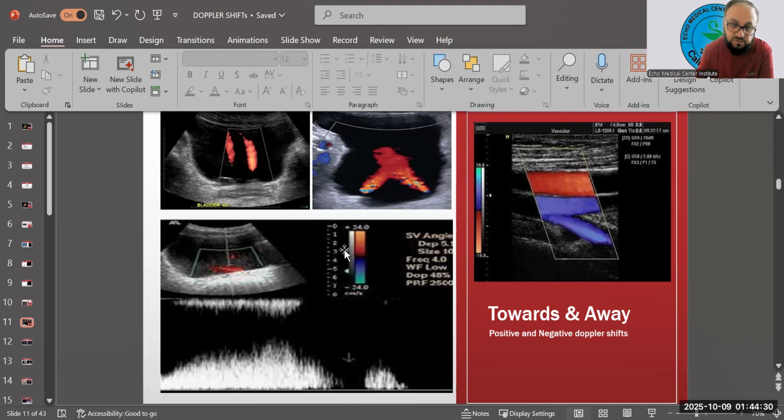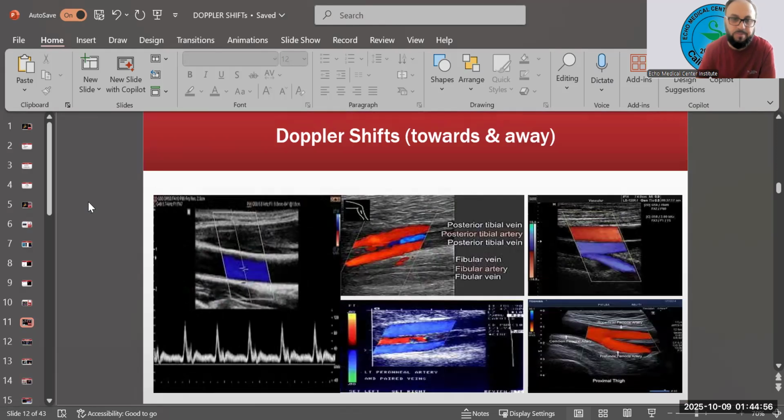Normally, this is the correct way for the color bar to be. The red has to be above the baseline, and blue, which is negative Doppler shift, is for below the baseline, the negative Doppler shift away. But here we inverted. So this picture has been inverted, just for identification, just for better presentation. Remember that. Please do not forget that.